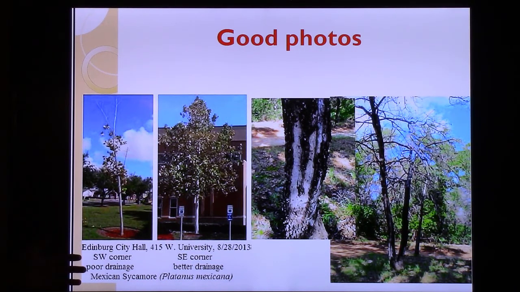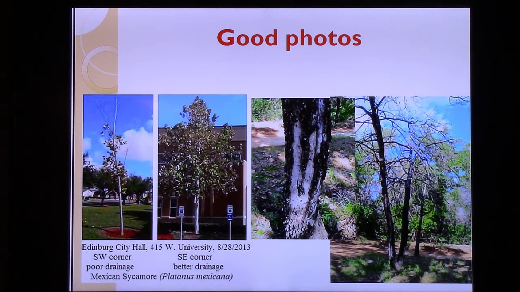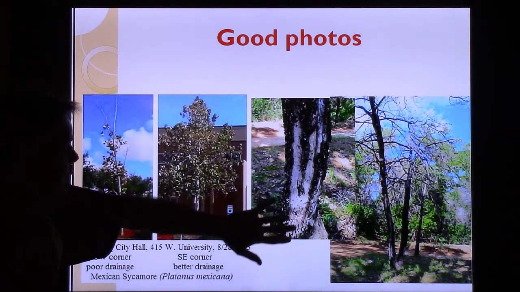And in this case, they've given some information. They've given an address, the date when the picture was taken, that on the southwest corner there's poor drainage, on the southeast corner there's better drainage. And also it says that this is a Mexican sycamore. So in this case we're looking at the trunk of the tree.